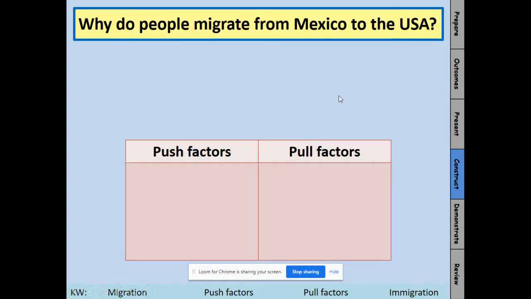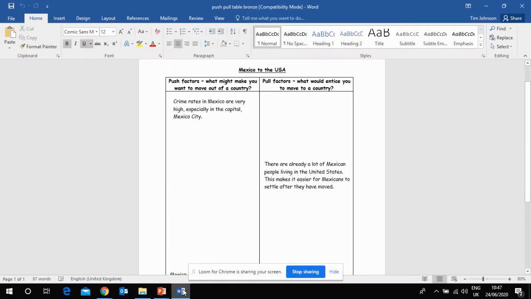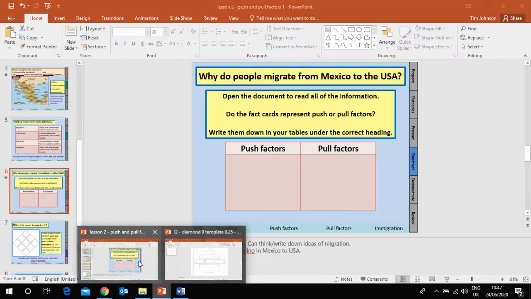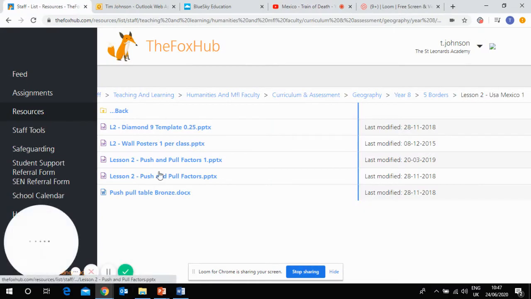Okay. So I'd like you to make a table. You can either copy the one on here or you can write it out. And I want you to list some of those that you thought of earlier. And then beyond that, I want you to access the other document. The other document will be on here.